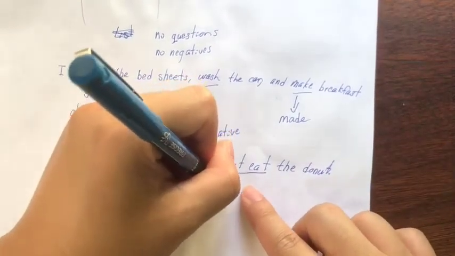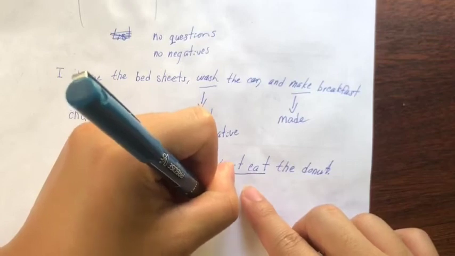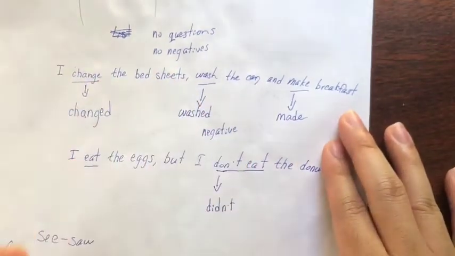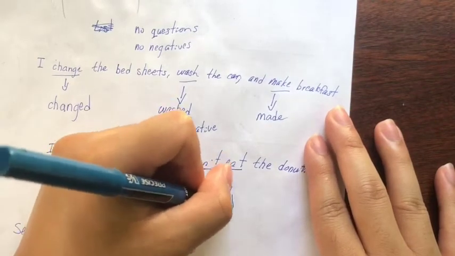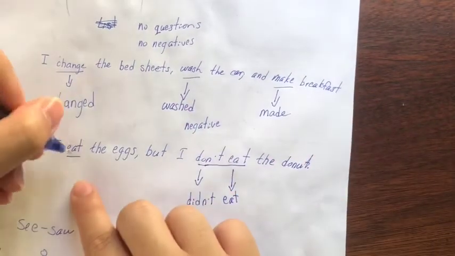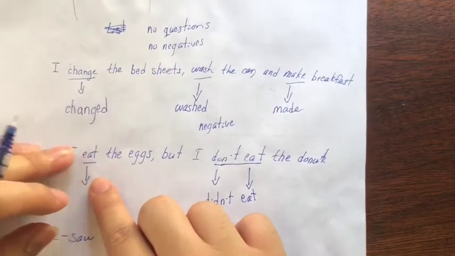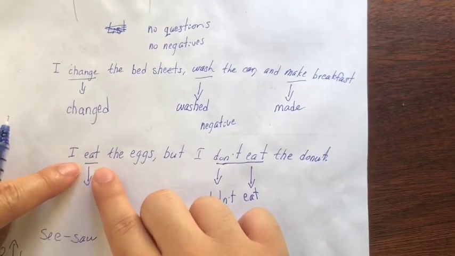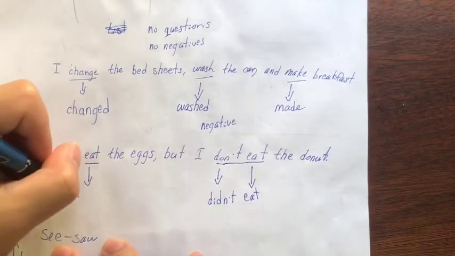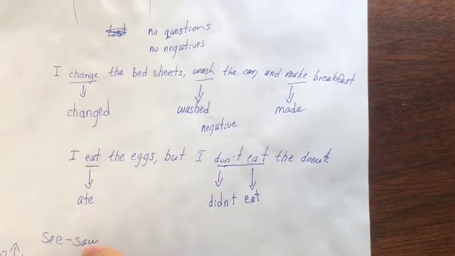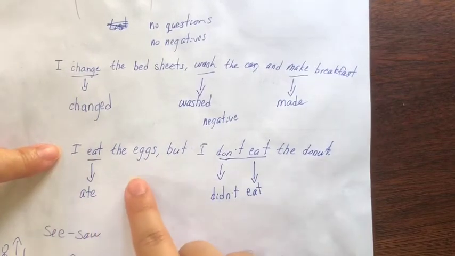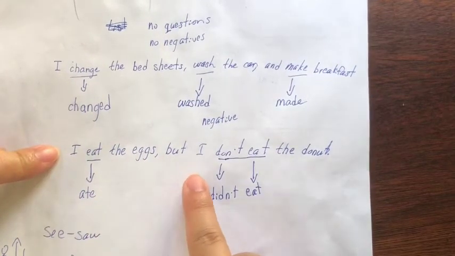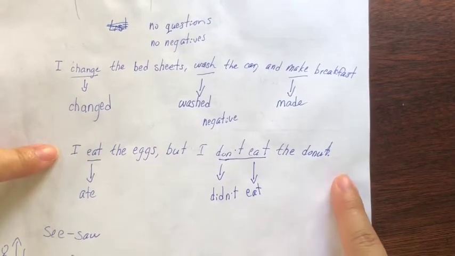We change don't to didn't. And the verb after didn't stays the same. We say eat. On this side, we only have the word eat. So we can change eat to ate. So in the past tense, this sentence is, I ate the eggs, but I didn't eat the donut.